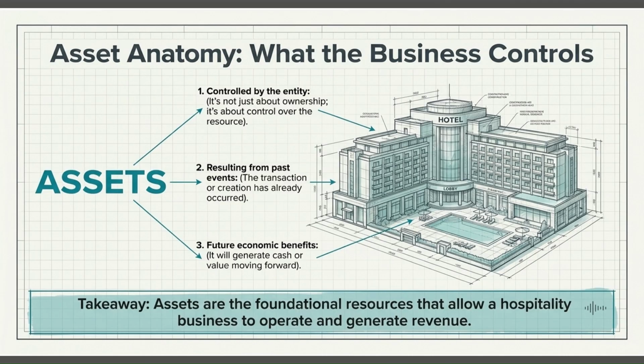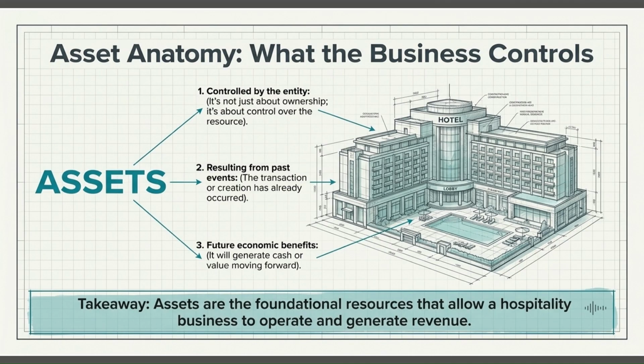Notice what the definition does not say. It does not say owned, it says controlled. Control means the business can direct the use of the resource, obtain the benefit from it, and stop others from doing so. A hotel operating a shuttle vehicle under a finance lease may not hold legal title, but it decides where that vehicle goes and who it carries. It controls the vehicle. So the vehicle is its asset. Accounting follows economic substance, not legal form.